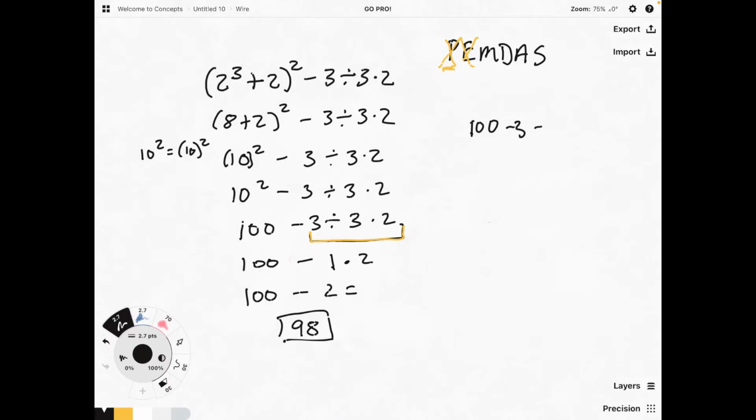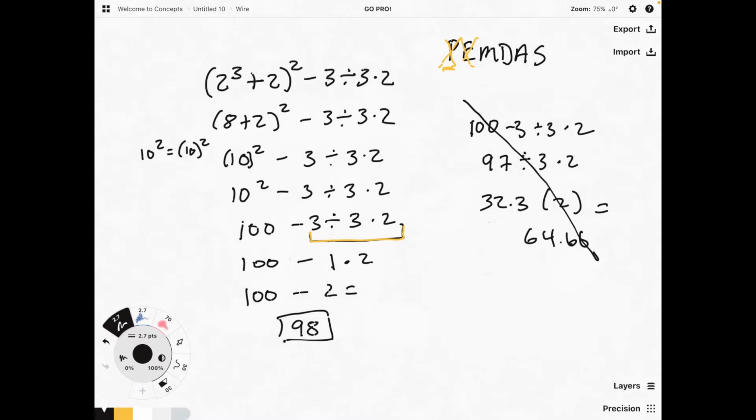minus 3 divided by 3 multiplied by 2. So if I wanted to do this problem, again, the incorrect way, then I would do 100 minus 3, which would give me 97, divided by 3 multiplied by 2. So if I did it this way, 97 divided by 3 is 32.33. And then if I multiply that by 2, that's going to give me 64.66, which is completely different than the 98, which is the correct answer.